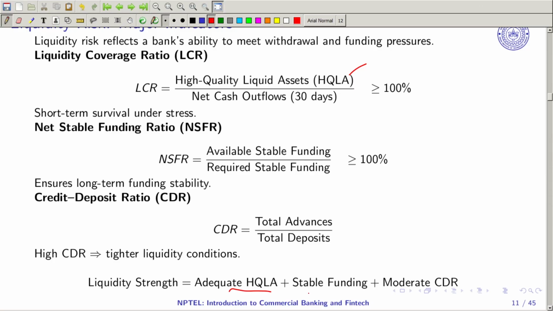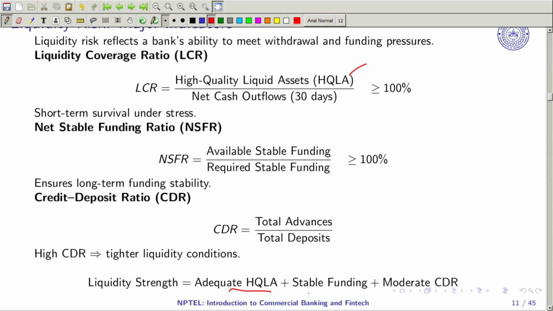Credit to deposit ratio, which is total advances upon total deposits, so how much you have given and how much you have. If the numerator is higher than the deposits, then you are at leverage, right? And if it is lower, then it means that you have more deposits than advances. So this is what it implies.